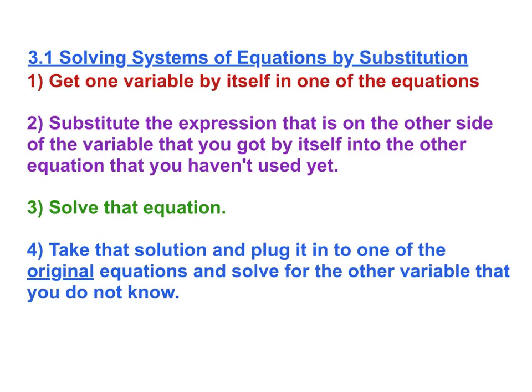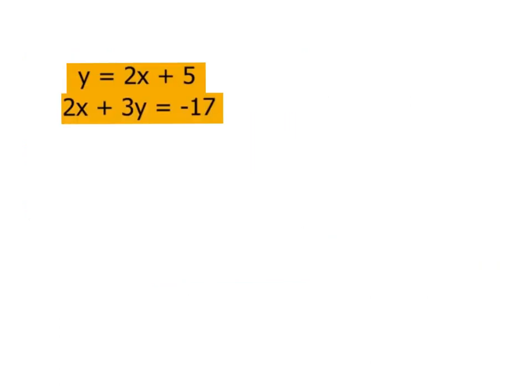Problem number 1. Okay, here's the first one. y equals 2x plus 5. 2x plus 3y equals negative 17. This problem is already set up for us, right? There is a variable by itself already. Where?